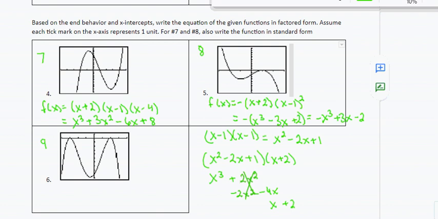And number 9 over here. All right, let's look at our end behavior. As x goes to negative infinity and as x goes to infinity, our function goes to negative infinity on both of those. So we've got a negative leading coefficient with an even degree. And we're at negative 1, negative 2, negative 3. So that is x plus 3 squared, and 1, 2, x minus 2 with the multiplicity of 2.